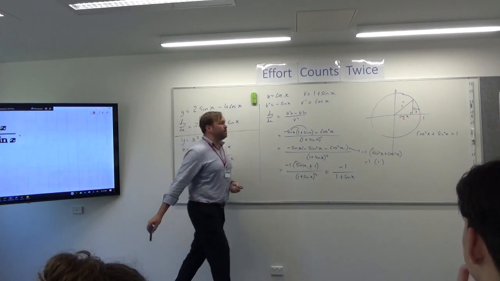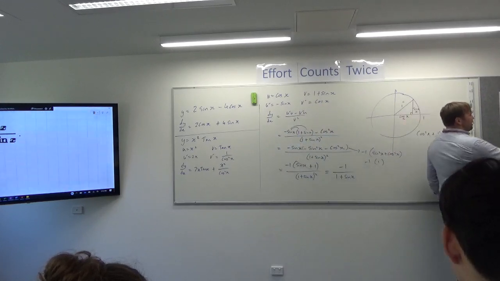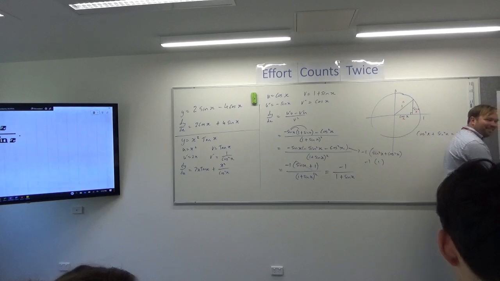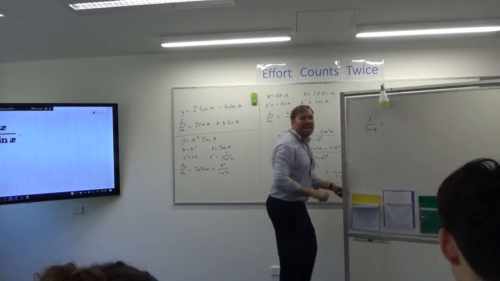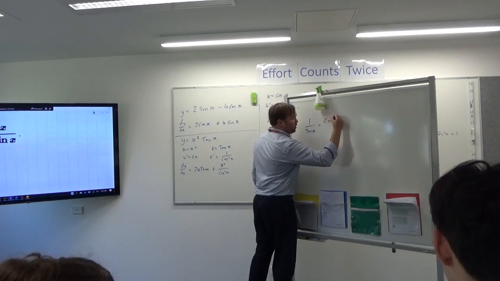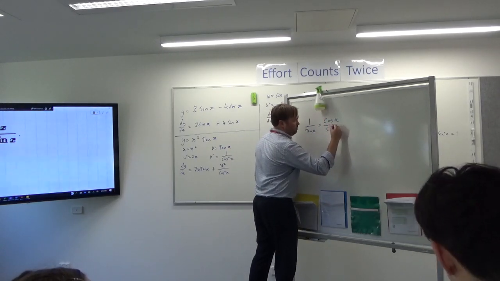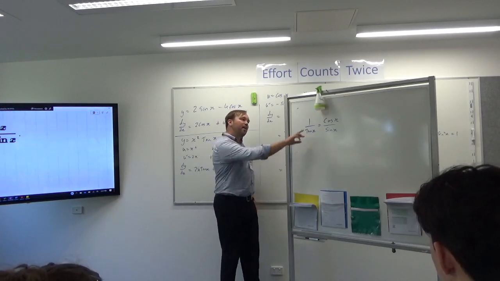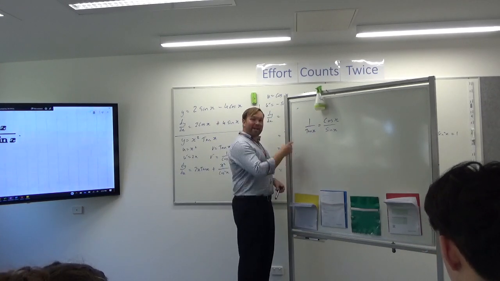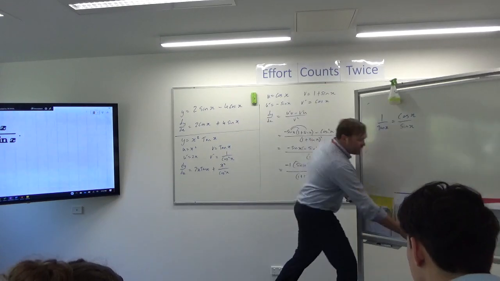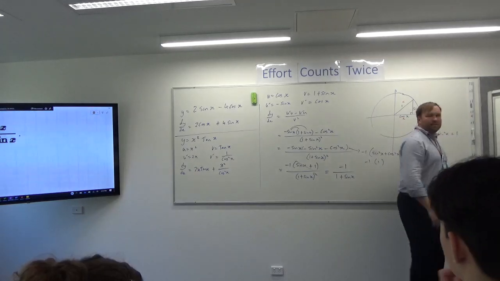Or, this one's probably worth mentioning. Can anyone guess what 1 on tan x is? 1 on tan x is cos x on sine x. It's the inverse of tan, or tan upside down, so we flip it, right? Regular tan is sine on cos, and 1 on tan is that.